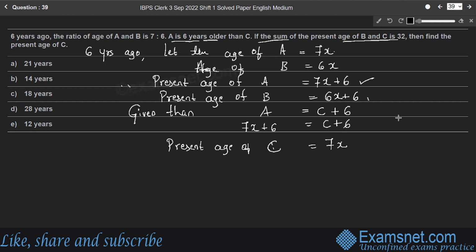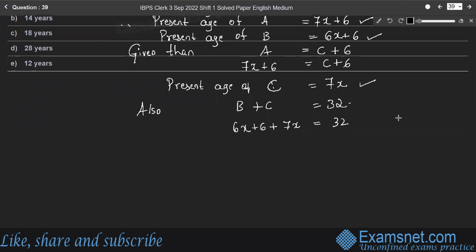So here we are considering B's age and C's age. So also B plus C, the sum of present age of B and C, is 32. Right? So B is 6x plus 6 plus 7x is equal to 32. 6x plus 7x is 13x is equal to 32 minus 6, which is 26. Therefore, x is equal to 26 by 13, which is 2.